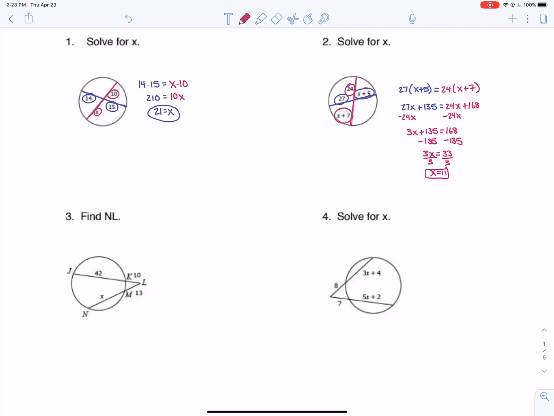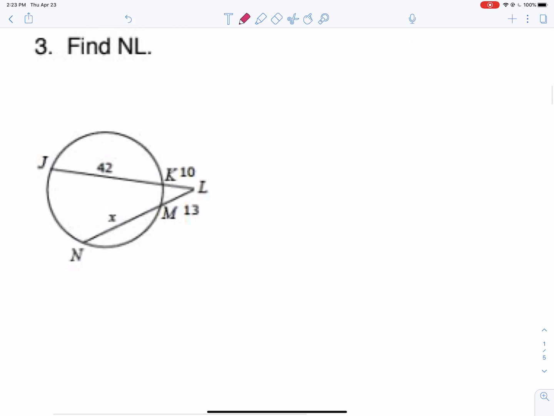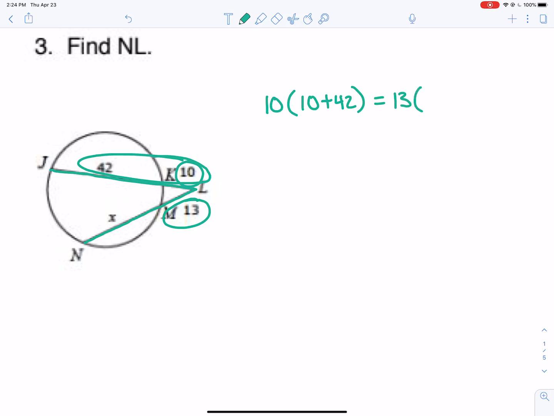Number 3 and number 4 are both type 2. Let's take a look at some of these. If we have a secant, so it goes through the circle and outside of the circle, and then another secant does the same thing, it leaves you with these little outside segments. I would say that outside piece, which is a length of 10, times the sum, which is 10 plus 42 for this one, is equal to this outside little piece on the other secant times the total, which is x plus 13. So it's the outside times the total equal to the outside times the total, the same thing on both sides.